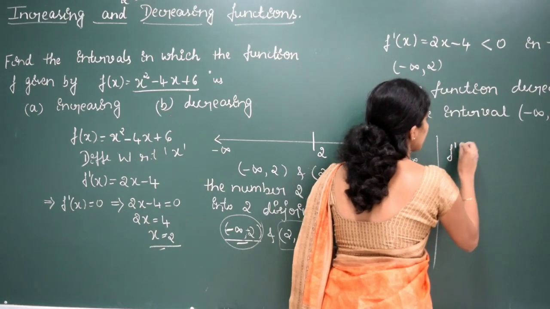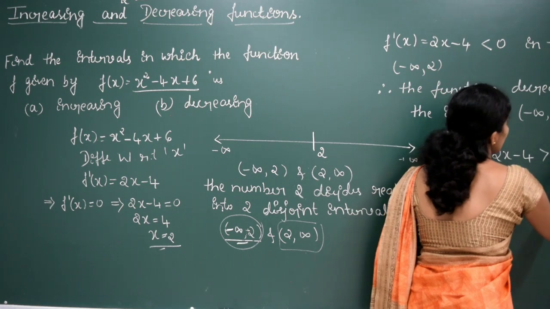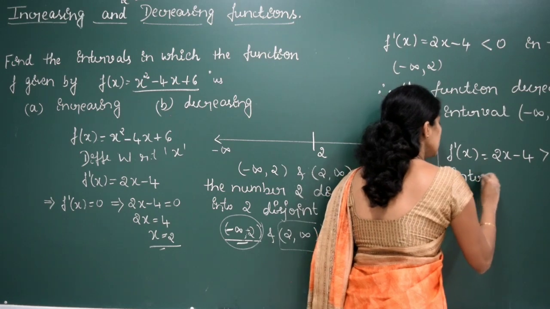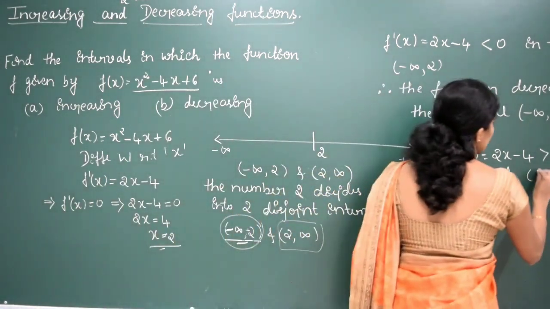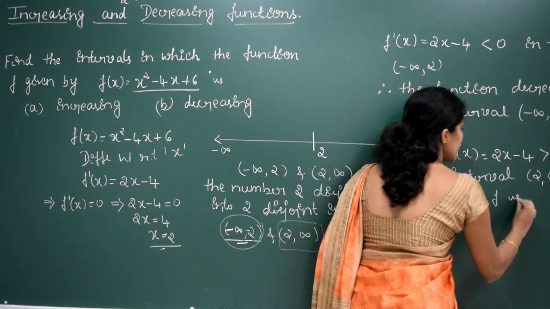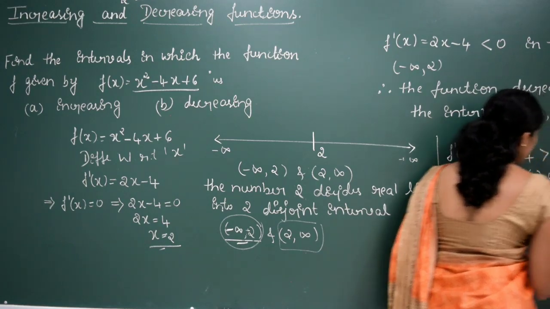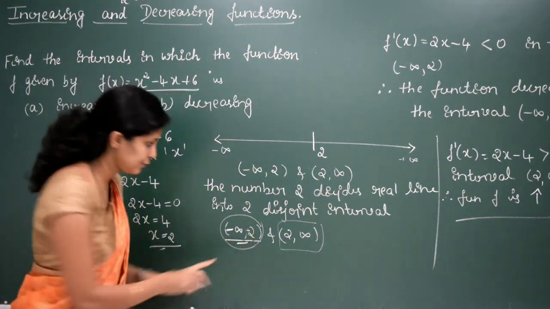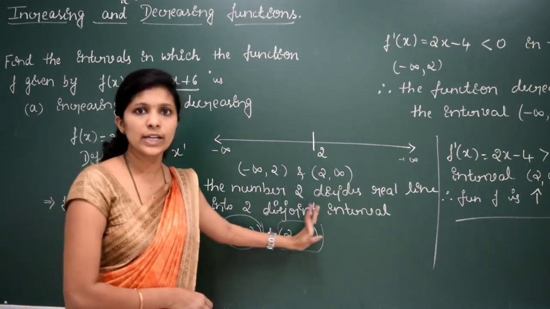So the function f dash of x equal to 2x minus 4 is greater than 0 in the interval 2 to infinity. Therefore the function f is increasing in the interval 2 comma infinity. The function is decreasing in the interval minus infinity to 2, and the function is increasing in the interval 2 to infinity.